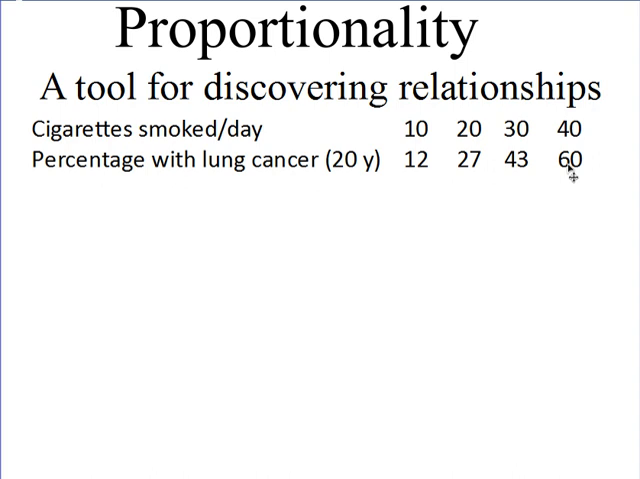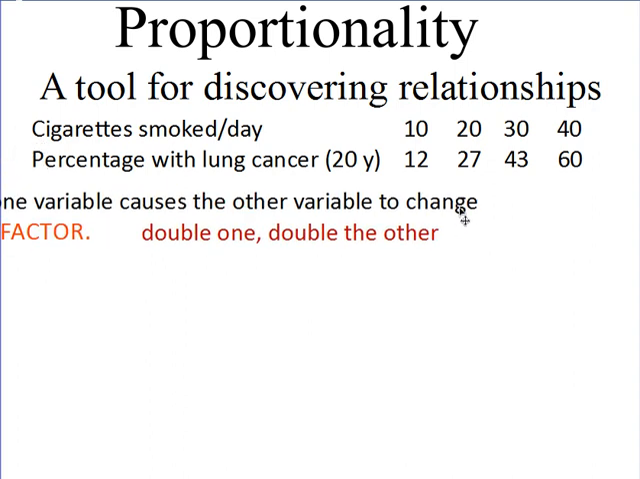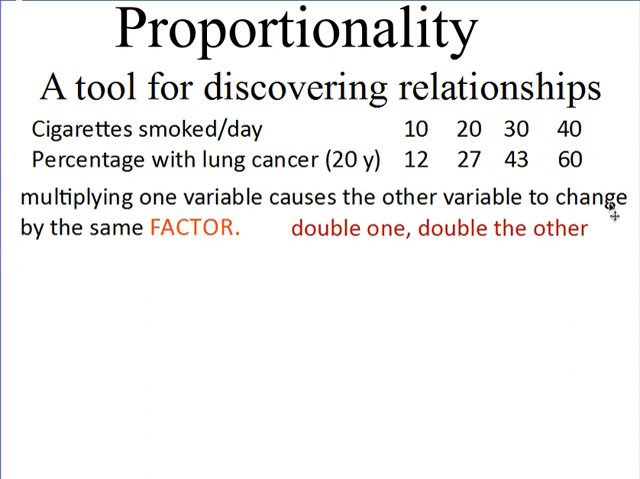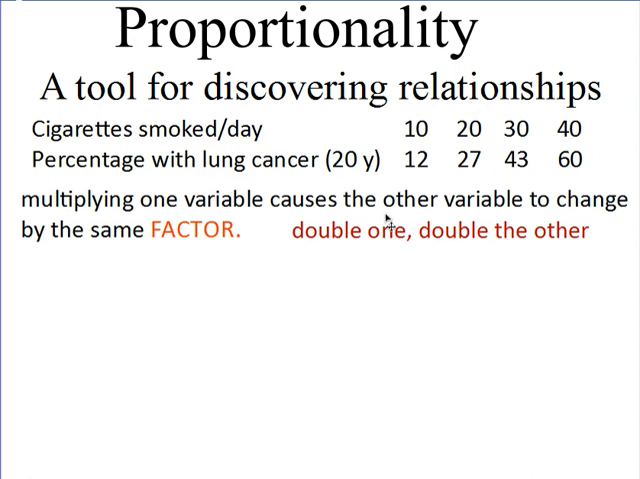For it to be a proportionality, it would need to be that when you double one, you double the other. More exactly, if one is multiplied by a factor, the other variable must change by the same factor. So triple one, triple the other, or quadruple one, quadruple the other would also work with proportionality. I find this just a very handy little tool to remind myself.